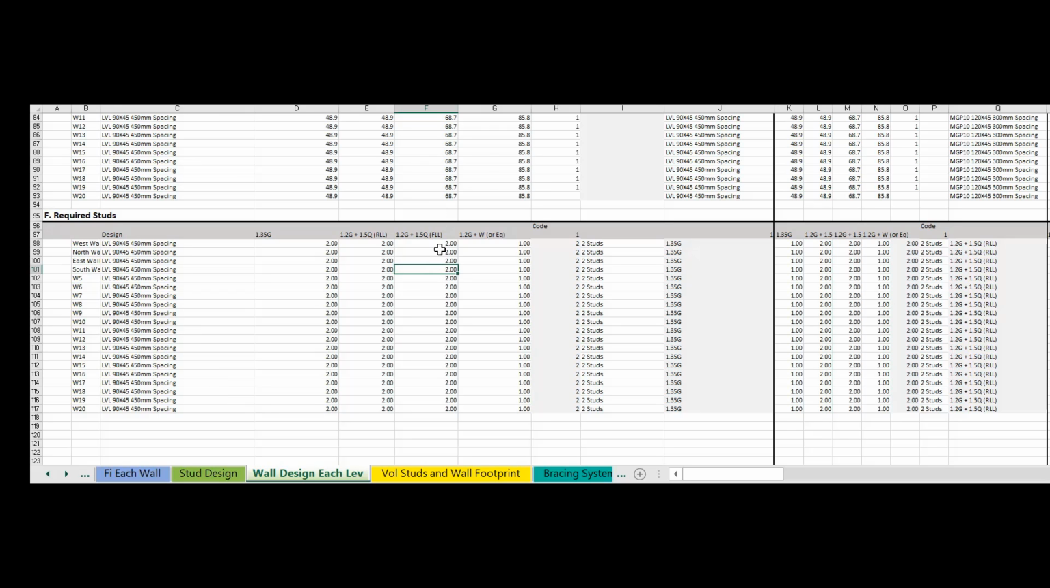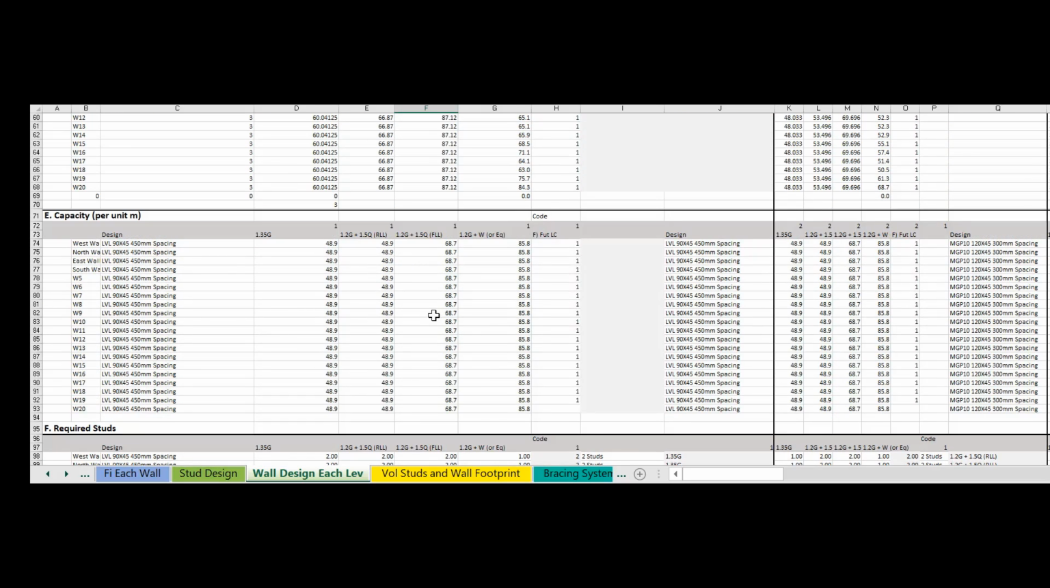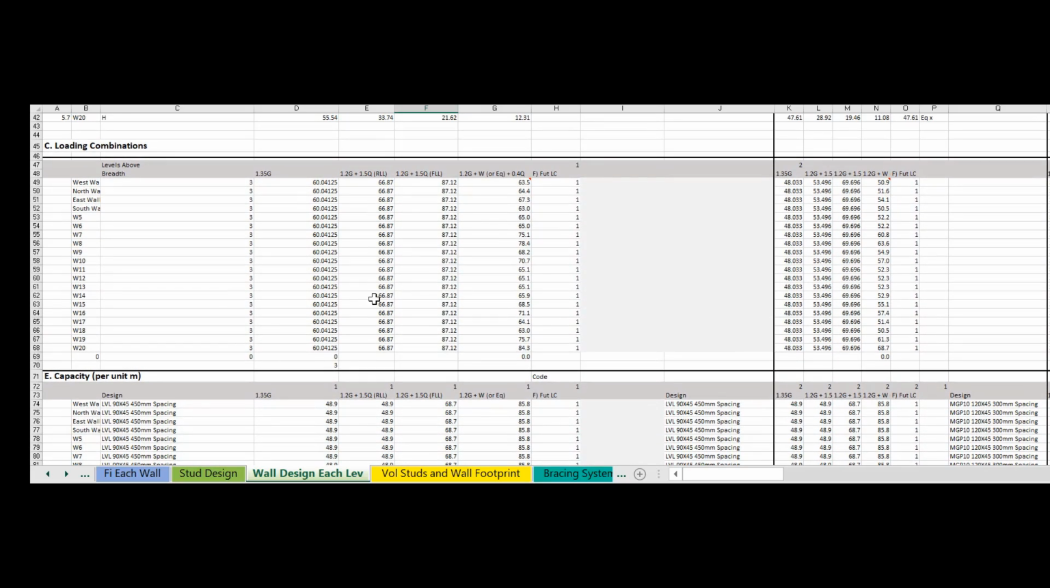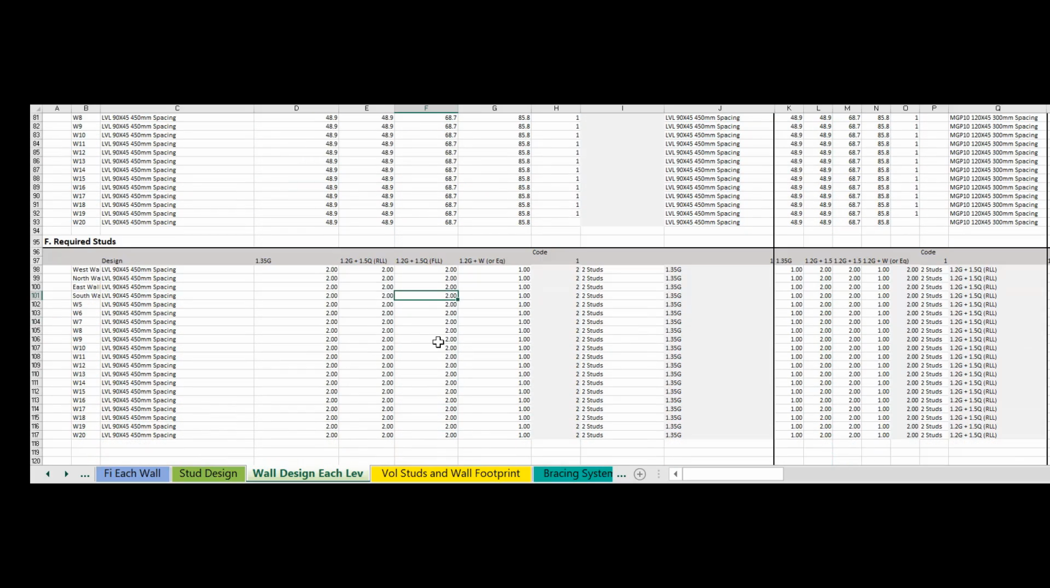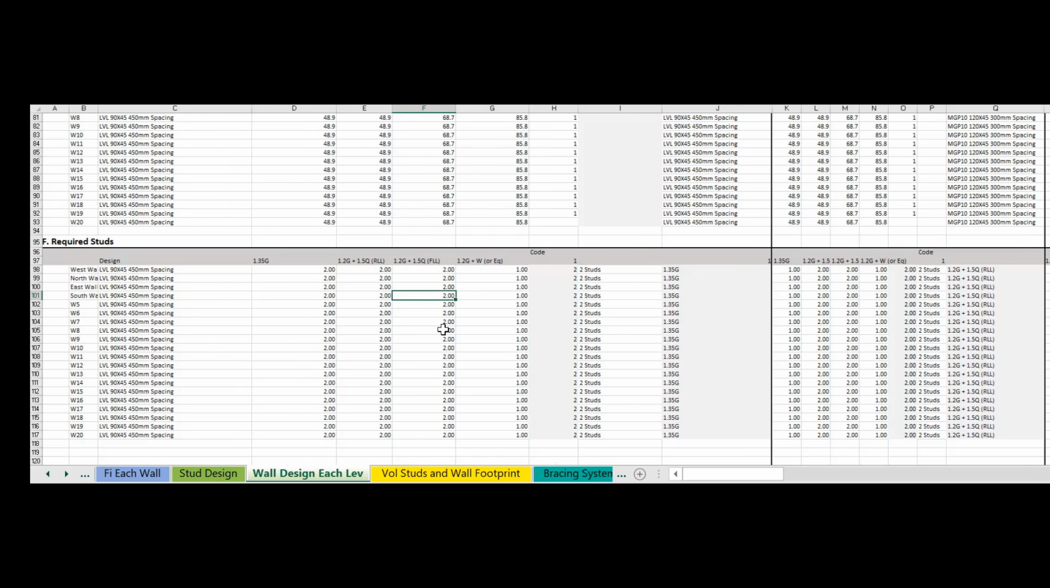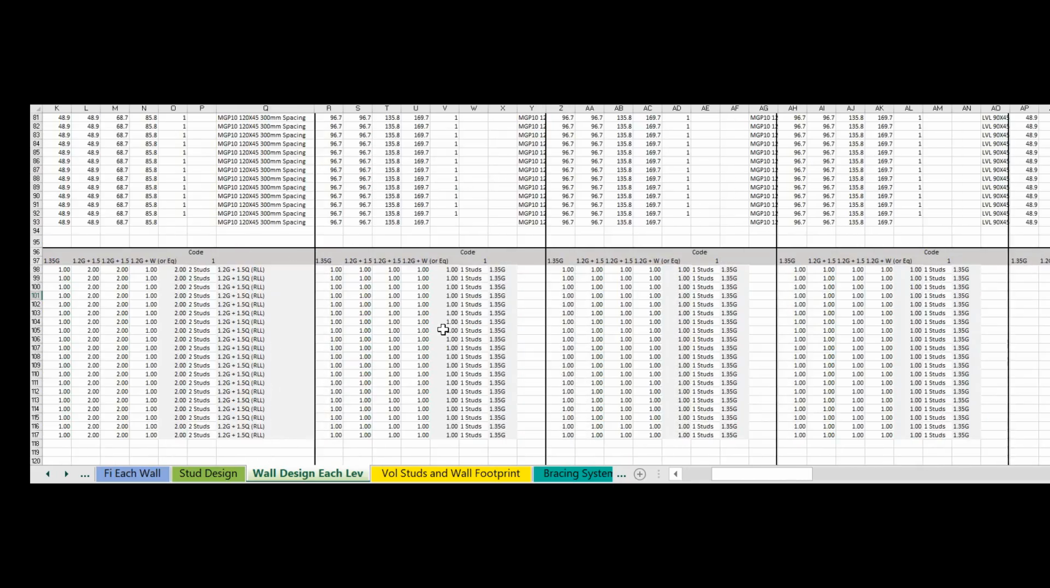And then here we have the required stud. So it's the capacity per unit meter. So it's the load divided by the capacity, and then it's rounded up. So it could be conservative, where if it works out to be 1.1 or 1.2, then it's rounded up to 2. So that might be conservative, but I think might be sufficient for the purposes of this tool.